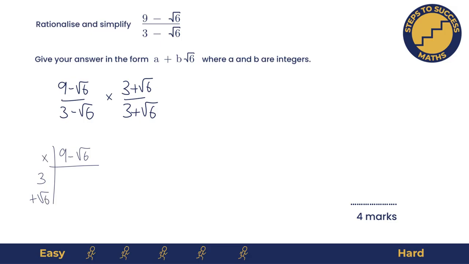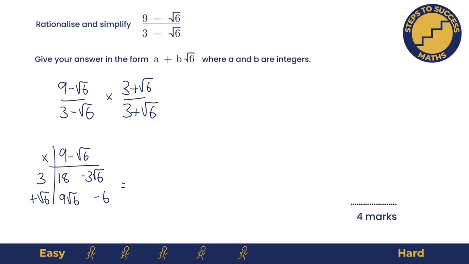3 times 9 is 27. 3 times negative root 6 is negative 3 root 6. Root 6 times 9 is 9 root 6. And root 6 times negative root 6 is negative 6.